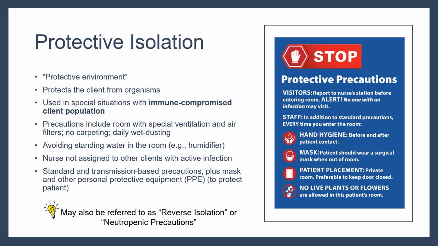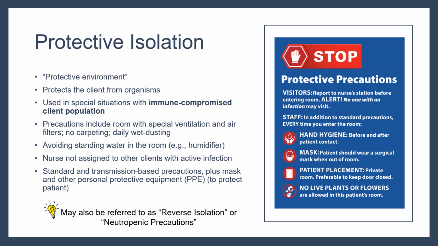And lastly is protective isolation. So this is when the patient has a very compromised immune system. They do not have an infection. They're just immunocompromised, meaning if they come in contact with an organism, then they will get an infection. So this is when we're protecting them from us. We want to have a private room, no carpeting, daily wet dusting. That means you don't want to get a dry cloth and dust because the dust will kind of fly into the room. But if it's a wet cloth, it'll kind of keep it to a minimum.